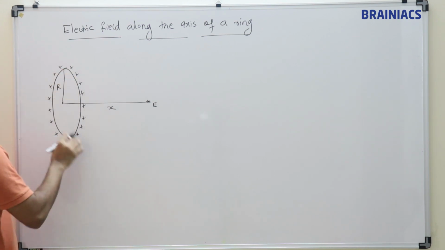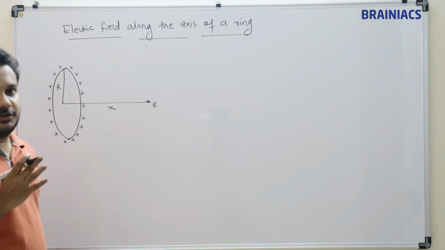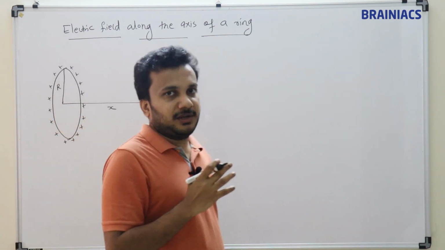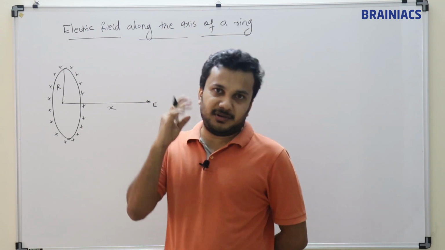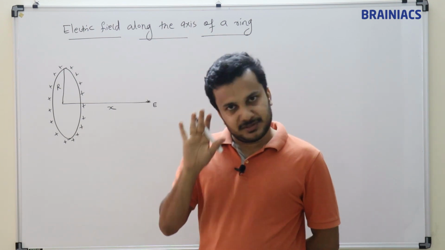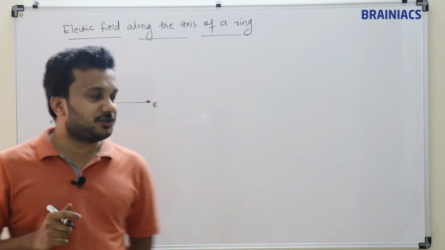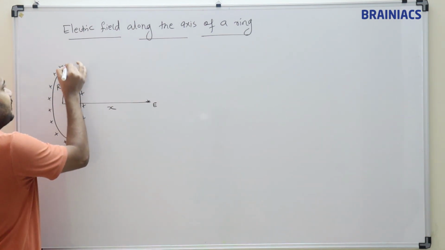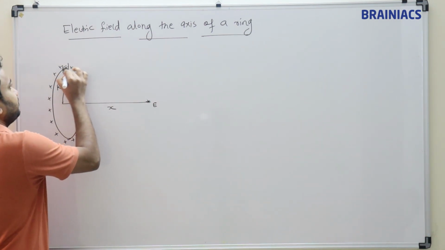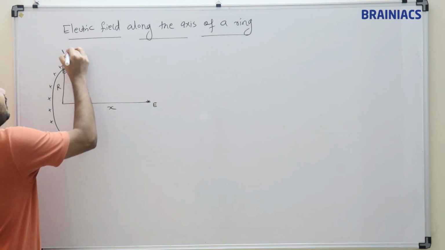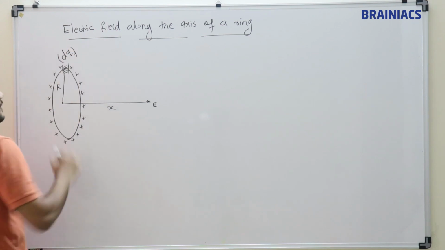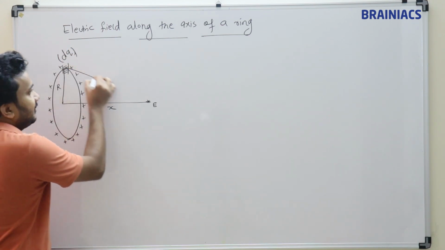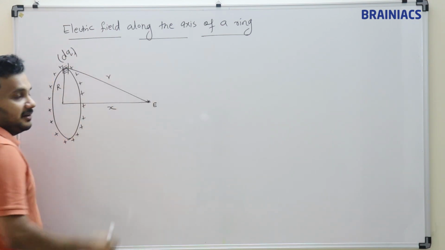This point is at a distance of x meters away, and the radius of the ring is r. For all continuous charge distribution cases, while deriving the equations, we always consider a small element, then we integrate, right? Same procedure here. We take an element carrying dq amount of charge, and this element is at a distance of r meters away.